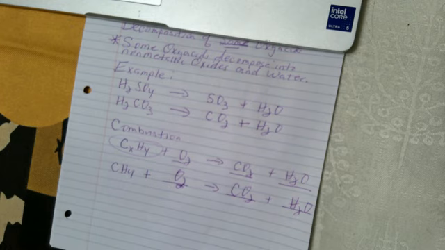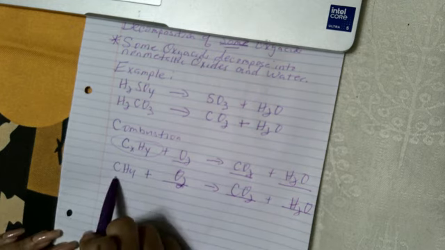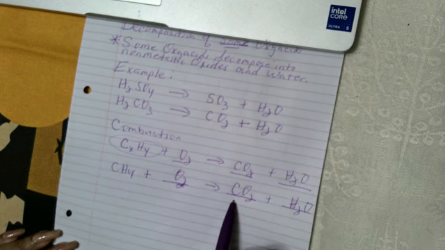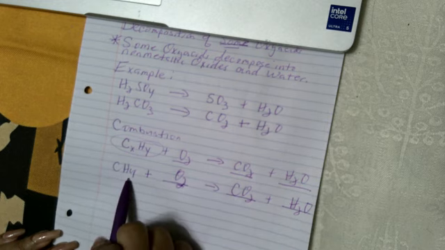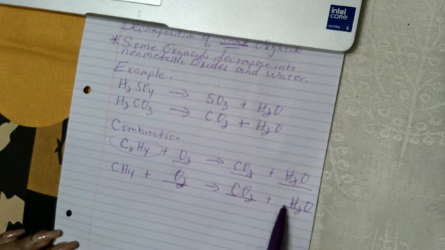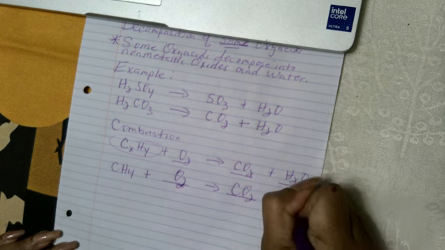Okay? So now guys, let's balance this baby. I have 1 carbon here, 1 carbon here. I have 4 hydrogens here, 2 hydrogens here. What am I going to put in front of water? That's right, I'm going to put a 2 in front of water.